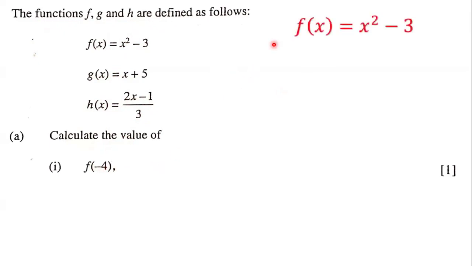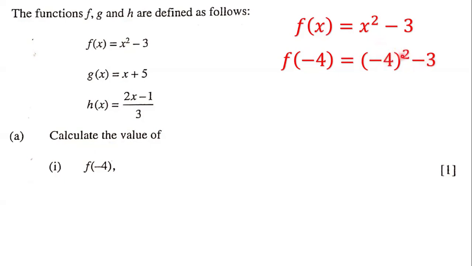Now we know that f of x is equal to x squared minus 3. And so f of negative 4 just basically means that wherever we see x, we put negative 4. So x is here, so we put negative 4. x is here, so we put negative 4. And so f of negative 4 is equal to negative 4 squared minus 3.